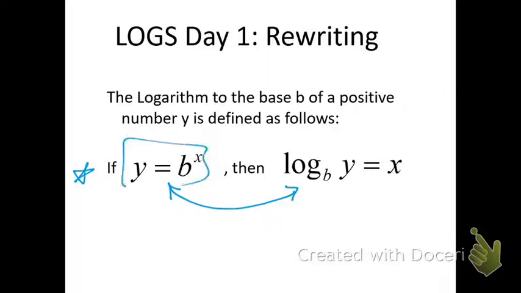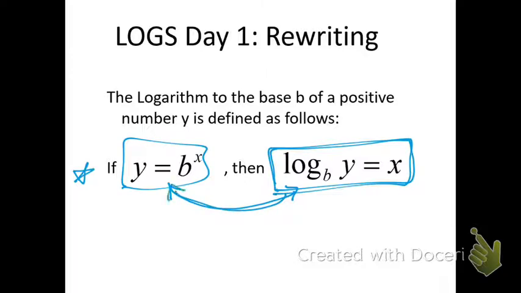So this is exponential form. We're going to be converting it into logarithmic form, and then we're going to be taking logarithmic form and converting it back into exponential form. Just going back and forth to realize how we can rewrite these equations. It's going to be super important moving forward. So let me just do an easy one real quick before we move on.